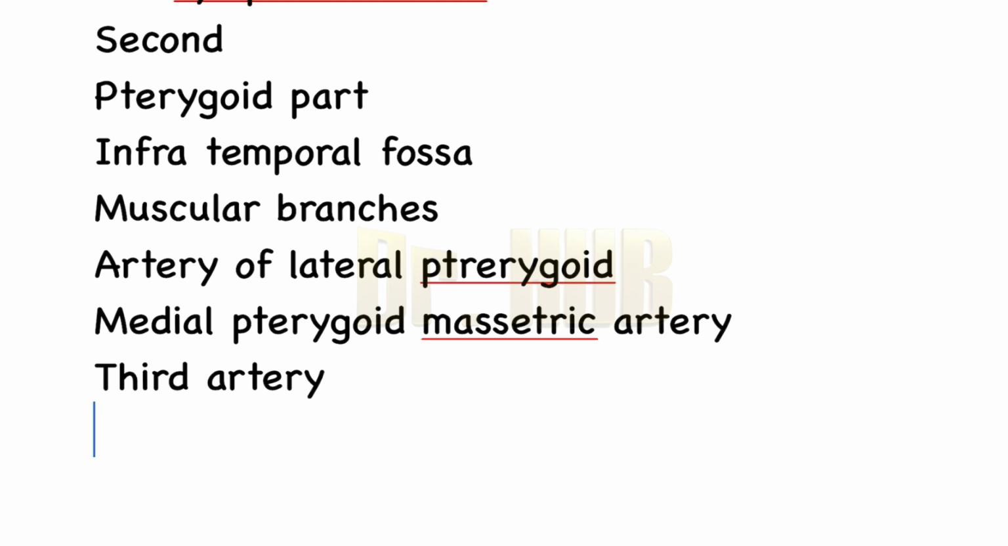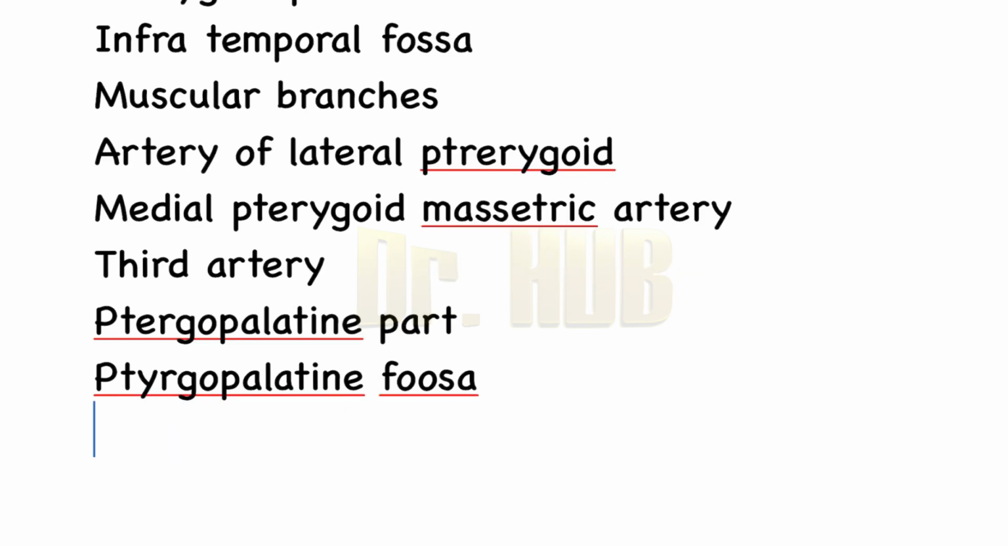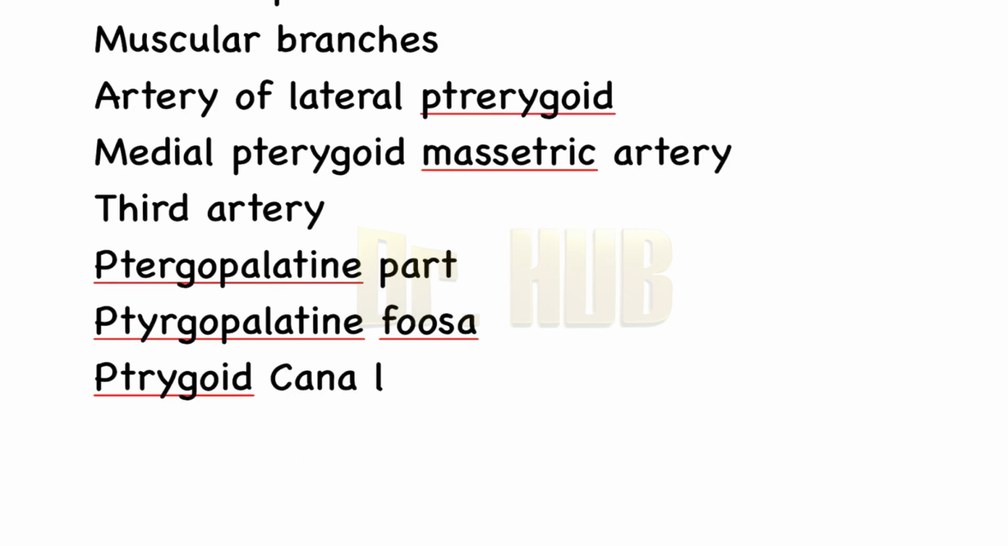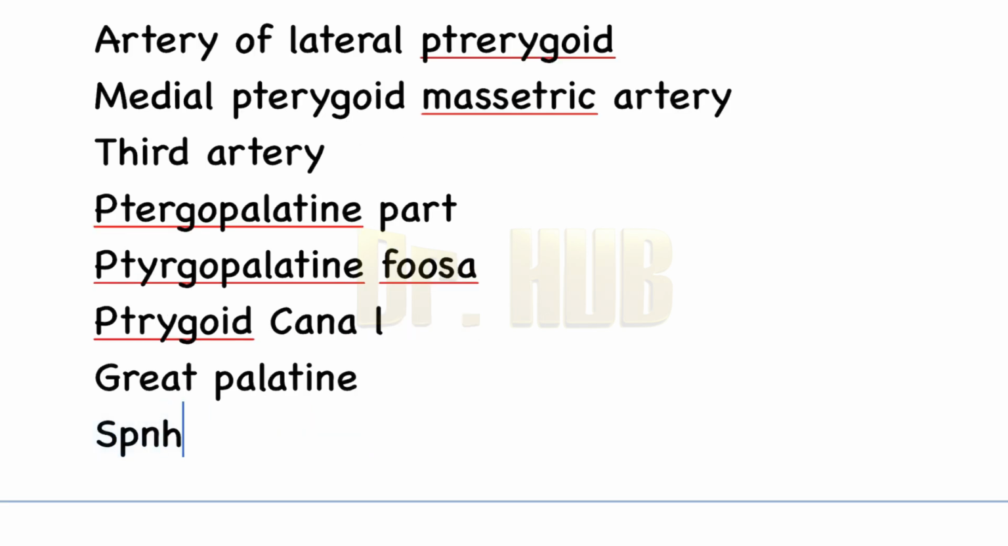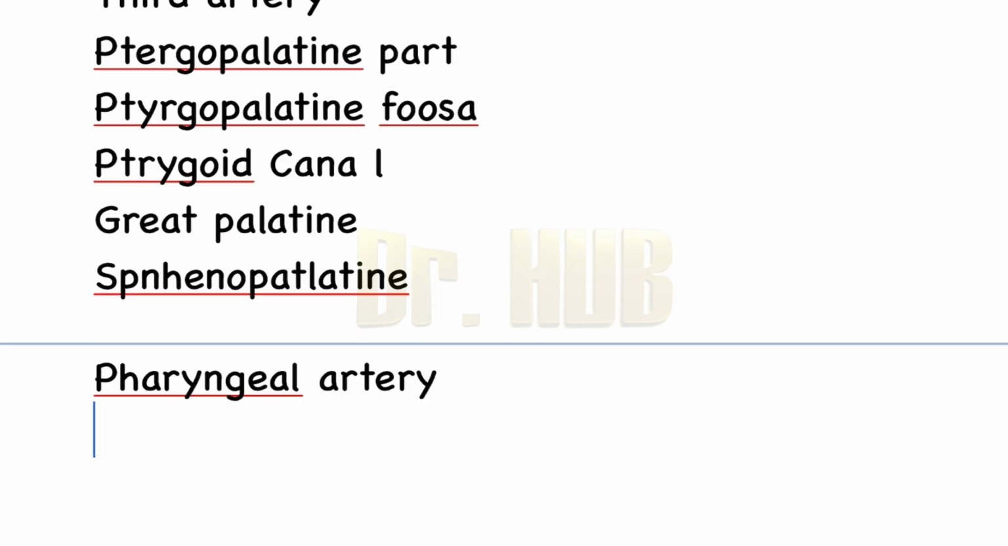Next is the third part, which is nothing but the pterygopalatine part, and this includes the pterygopalatine fossa. What are the branches? Artery to the pterygoid canal. Next is the infraorbital artery, the greater palatine, the sphenopalatine, and the pharyngeal artery. Next is also the posterior superior alveolar artery.